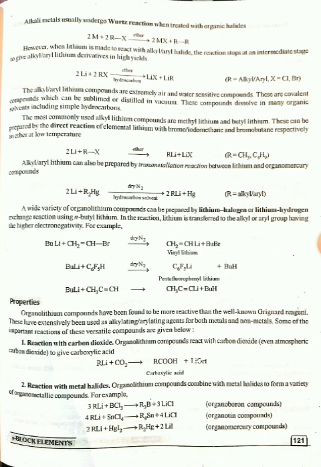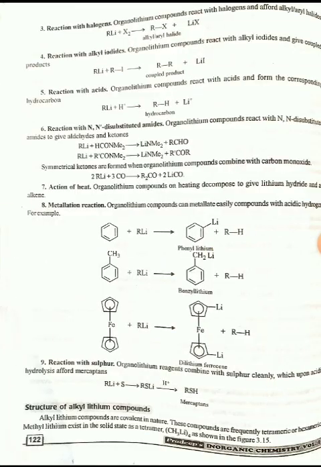First, reaction with carbon dioxide. Organolithium compounds react with carbon dioxide, even atmospheric carbon dioxide, to give carboxylic acid. Second, reaction with metal halides. Organolithium compounds combine with metal halides to form a variety of organometallic compounds. Third, reaction with halogen. Organolithium compounds react with halogens and afford alkyl or aryl halides.